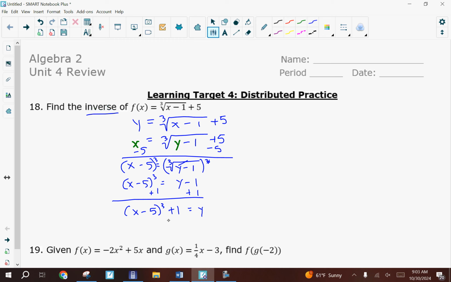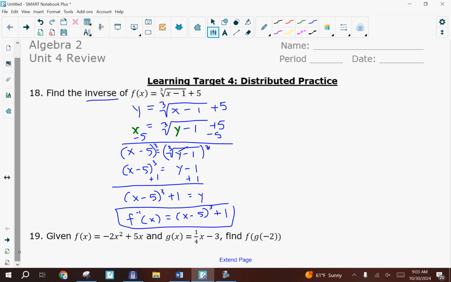Now technically, this is the answer, but technically you're supposed to change it back to f of x, but we have to put this little -1 up here to show that it's not the original problem, but it's the inverse. So this is going to say x minus 5 in the parentheses to the third power +1, and then that's our final answer.